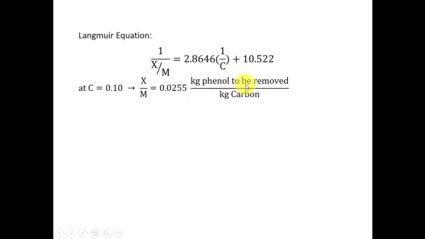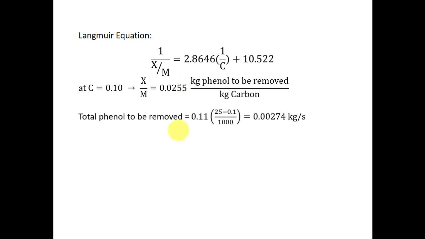This means that 0.0255 kilogram of phenol is removed using 1 kilogram of carbon, for each 1 kilogram of activated carbon. So we need 1 kilogram of activated carbon to remove this amount of phenol. The total phenol to be removed equals 0.11 times 25 minus 0.1. This is the difference between the initial and the final concentration, multiplied by the flow rate, because we are going to determine the amount of phenol removed. So 0.11 times 25 minus 0.1, divided by 1000 to convert the values.